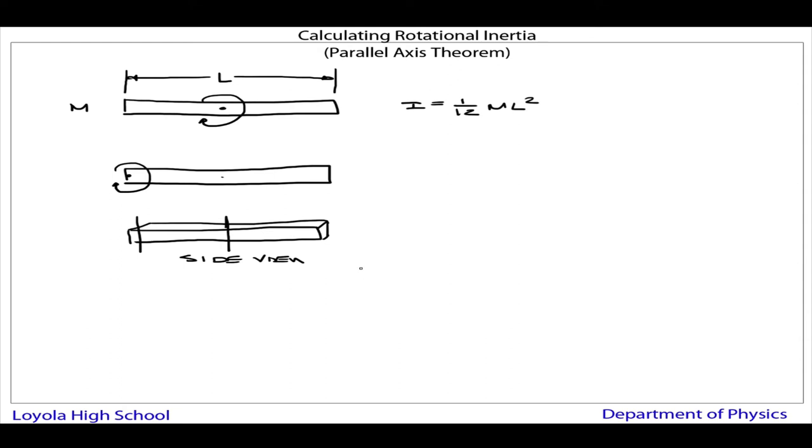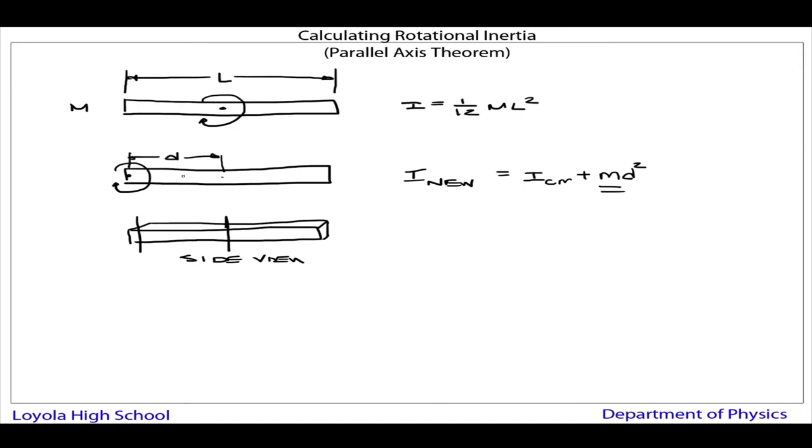So the parallel axis theorem says this. It says in general, the new rotational inertia is equal to the rotational inertia at the center of mass, which we know is 1/12 m L squared, plus a fudge factor, M d squared. M is the mass of the object, which is capital M in this case, and d is the distance from the original axis to the new one. So in this case, it's half the length, or L over 2.